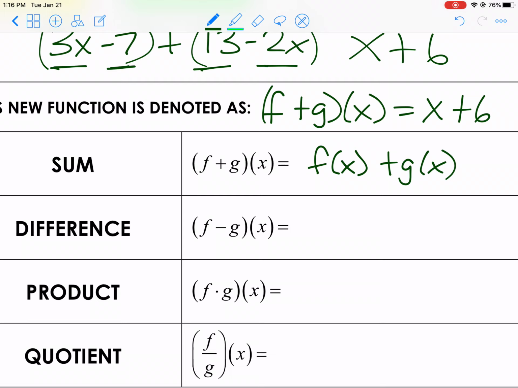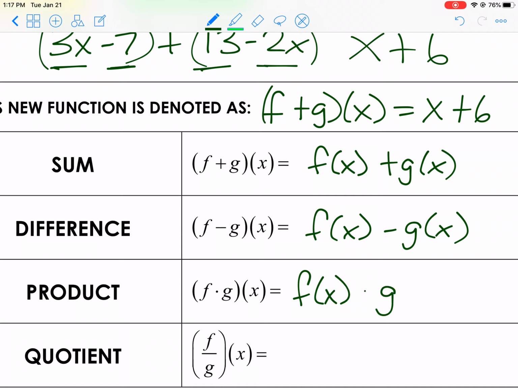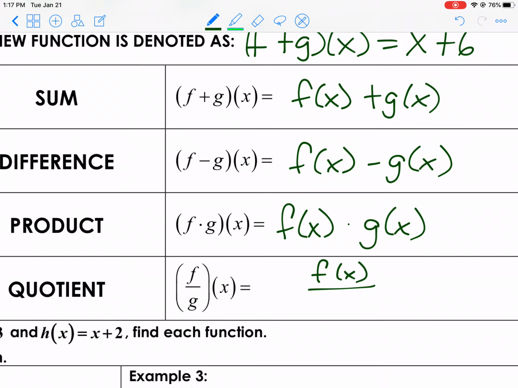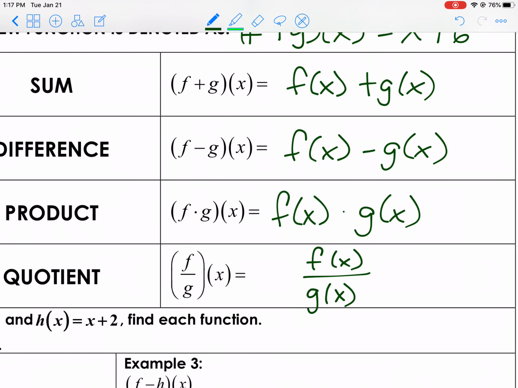What I'd like for you to do is go ahead and pause the video and see if you can fill in these next 3 blanks. Based on what we've done there, I want you to make a prediction of what we're going to have in those. Okay, so difference would be f of x minus g of x. Does that match your guess? And then we have f of x times g of x. And finally, f of x divided by g of x. Okay, hopefully that pattern was pretty intuitive and you were able to discover what was going on there.